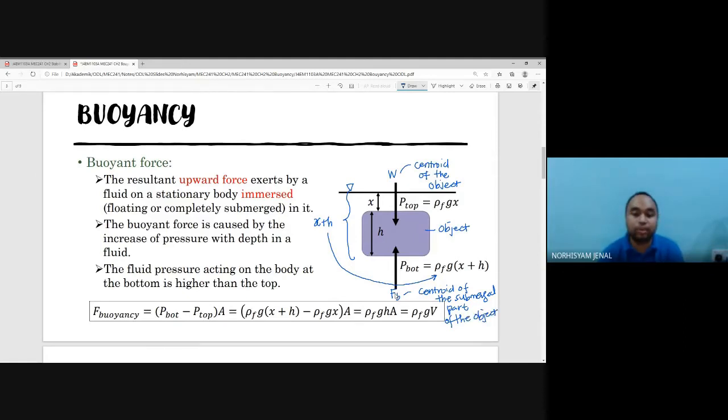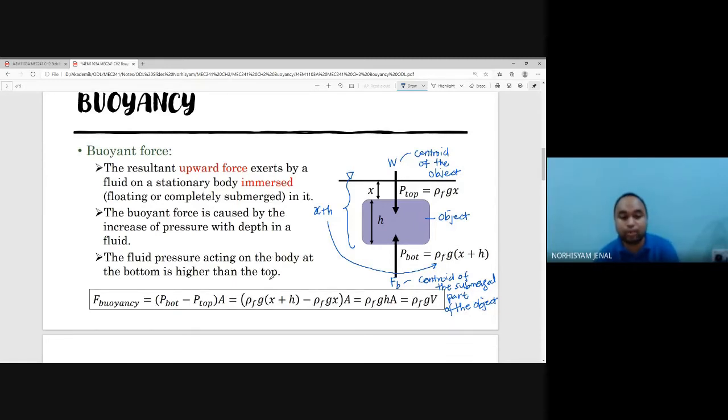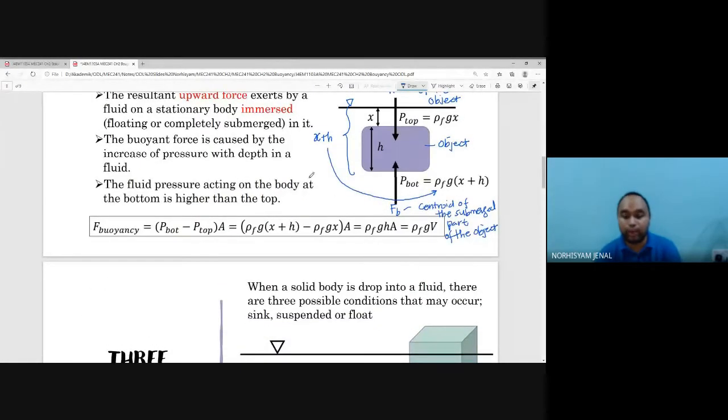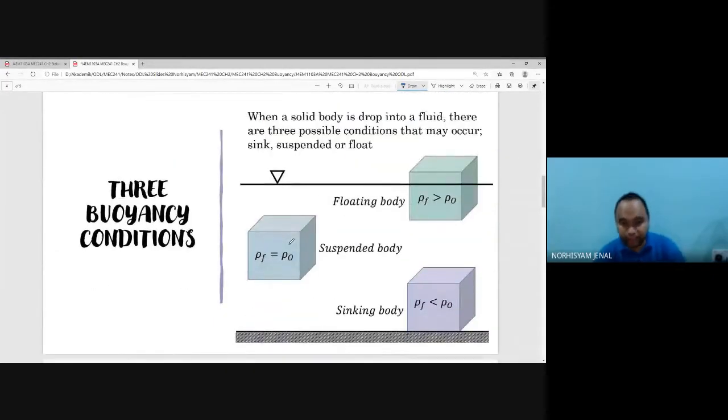Okay, later on we will see how we get into that. The fluid pressure acting on the body at the bottom is higher than the top, so the force of buoyancy is equal to the weight. Later on we will see the equation. There are three buoyancy conditions: number one, floating body; number two, suspended body; number three, sinking body. So how do you differentiate between these three?